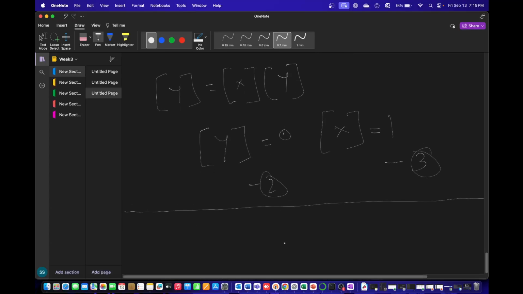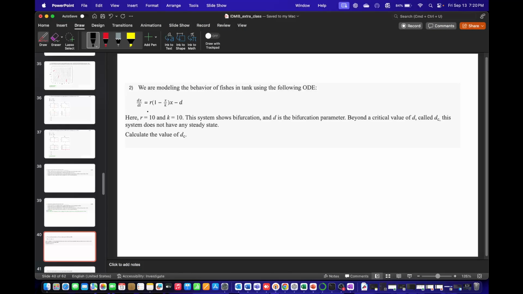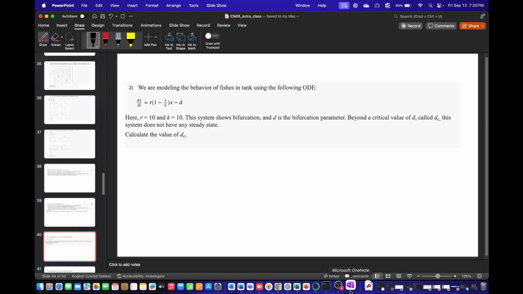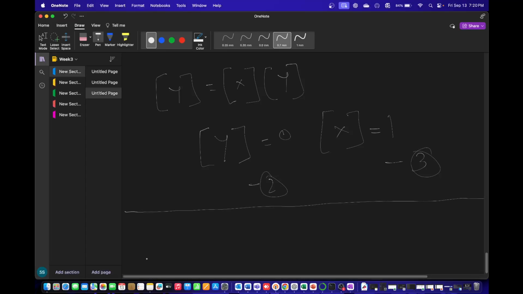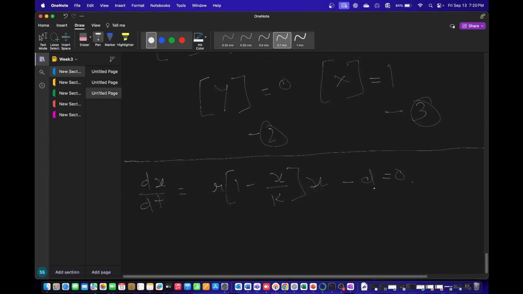Okay. Your equation is dx/dt equal to r into 1 minus x by k into x minus d. Your r is 10, k is 10. So your dx/dt is r into 1 minus x by k into x minus d equal to 0. At steady state, obviously this is 0, so I'm directly putting this equal to 0.